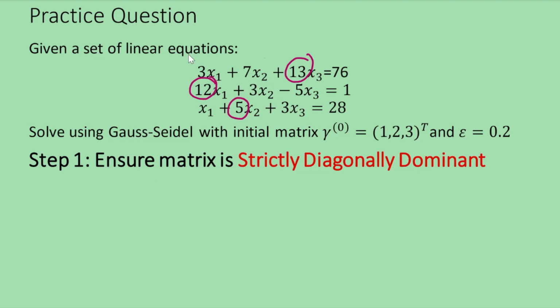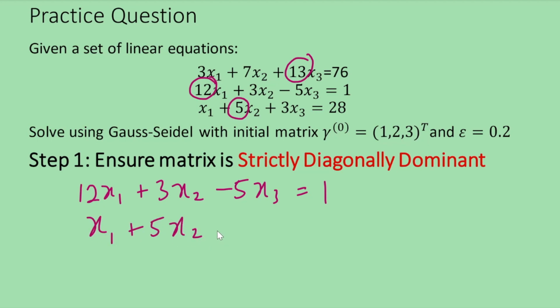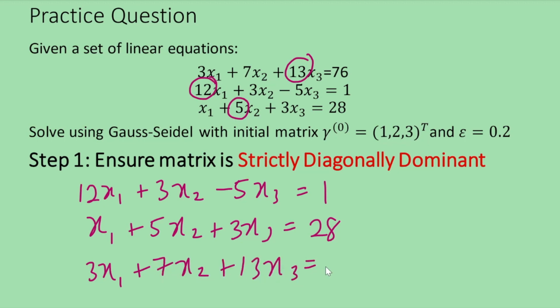So I would rearrange the order of the linear equations to 12x1 plus 3x2 minus 5x3 equals 1. And x1 plus 5x2 plus 3x3 equals 28. And 3x1 plus 7x2 plus 13x3 equals 76.